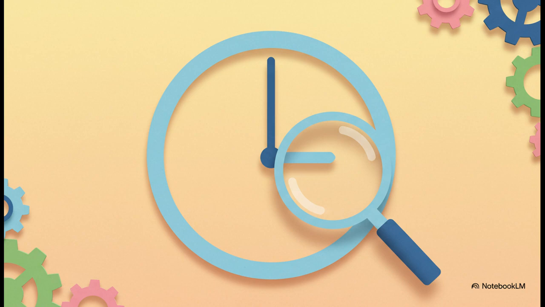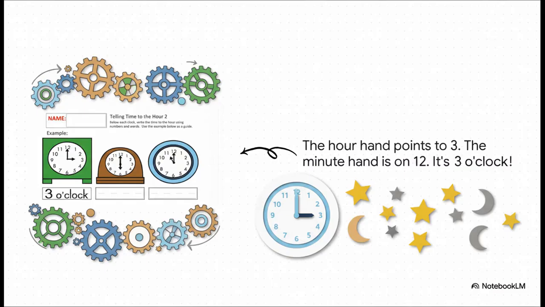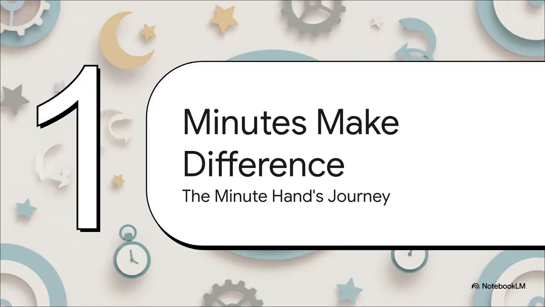It's that simple. This shows it perfectly. Look at the clock on the right. The long minute hand is pointing up to the 12. Now find the short hour hand. Yep, it's pointing right at the 3. So that means it's exactly 3 o'clock. Easy, right? Okay, you've totally mastered o'clock.